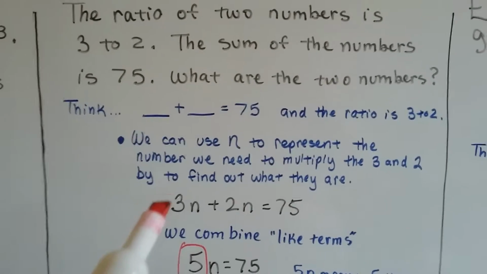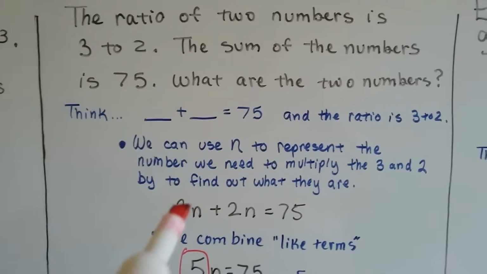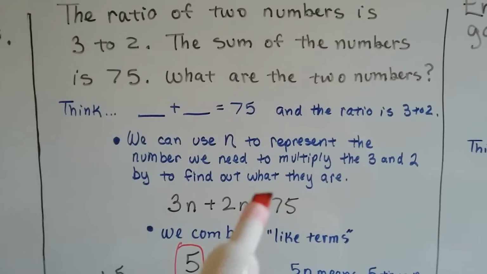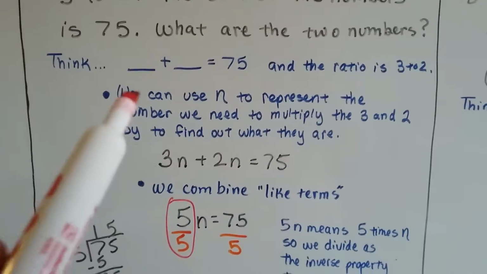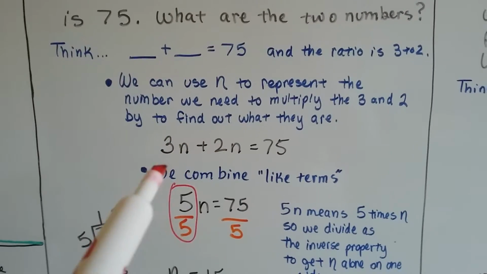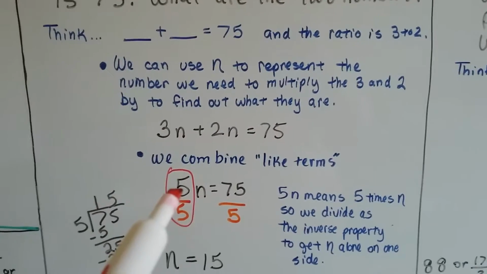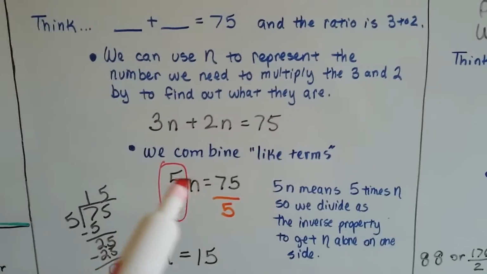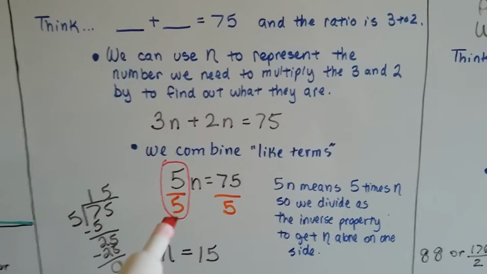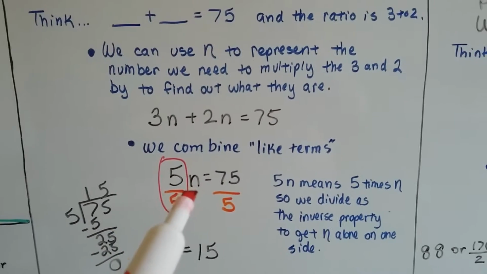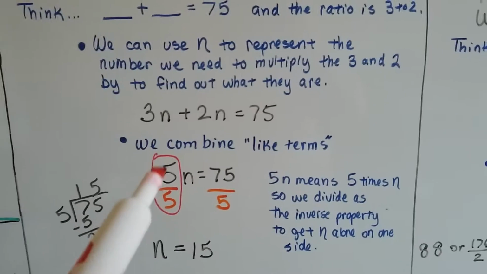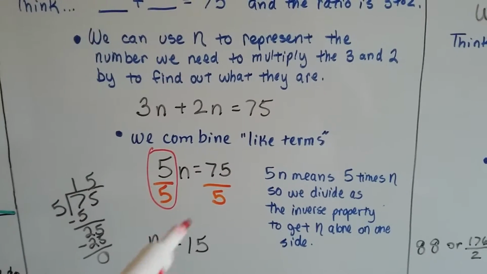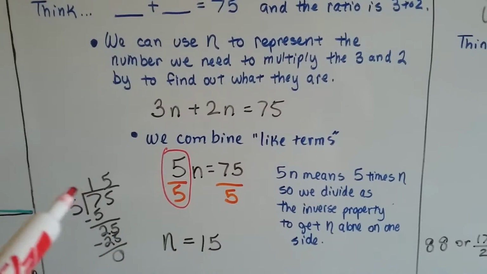So 3n, so 3 times n is what that means, plus 2n, 2 times n, is going to equal 75. So we've got a 3n and a 2n, and they're like terms, and we can combine them to get a 5n. Because 5 times n means 5 times a number, that's multiplication, we can use division as the inverse operation to isolate this n to one side by itself. 5 divided by 5 becomes a 1. We discard this, and 75 divided by 5 equals 15.